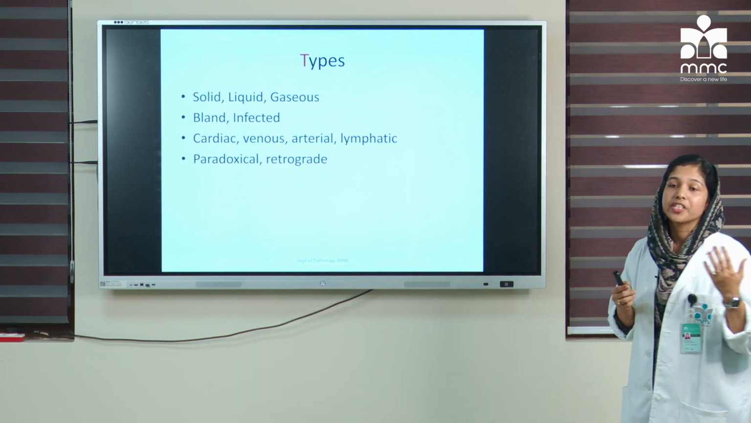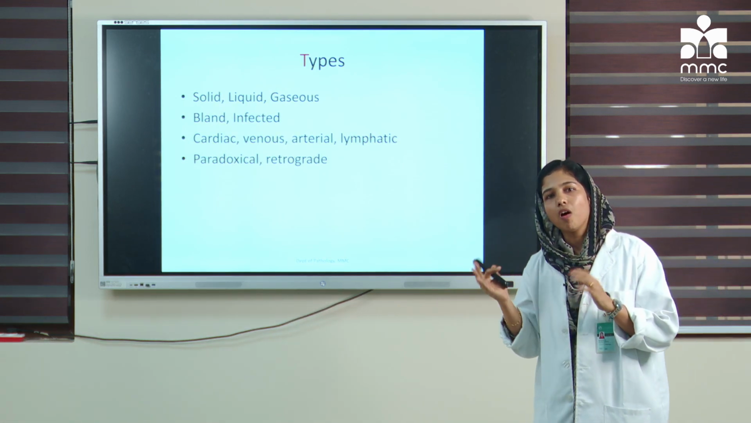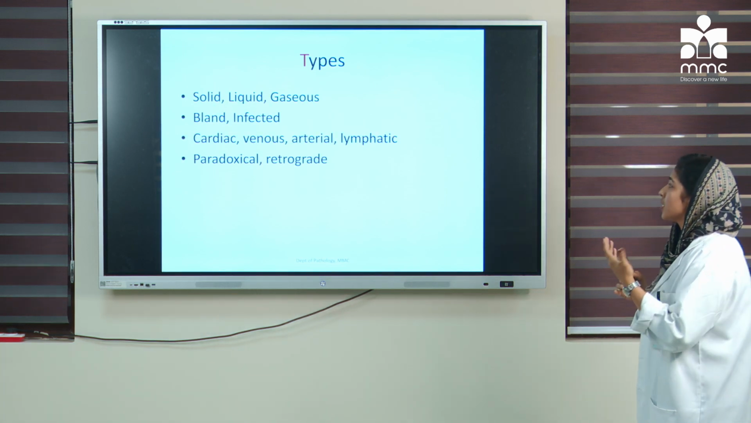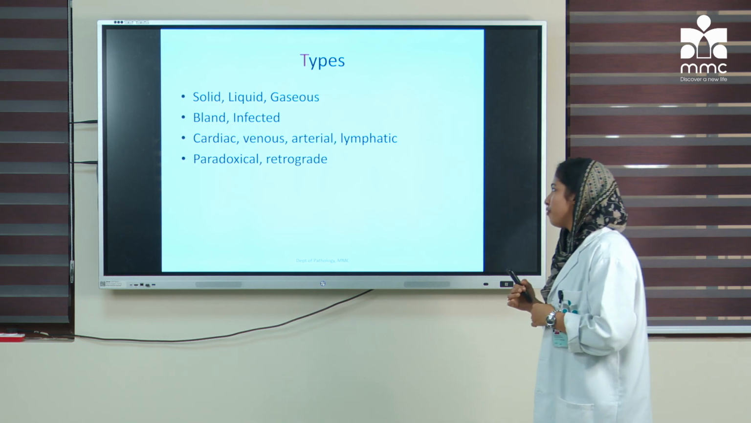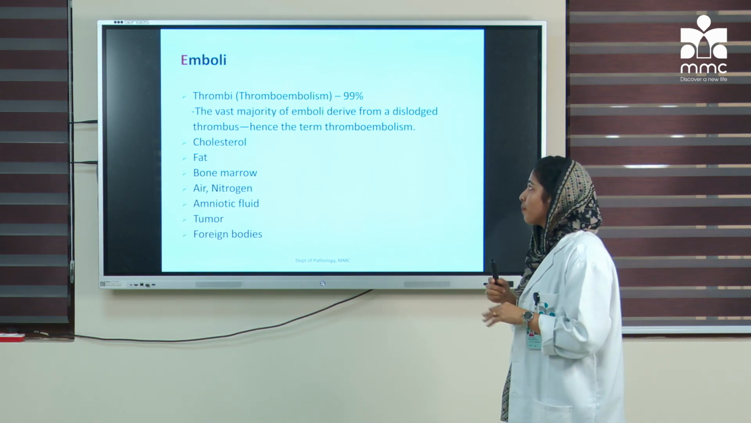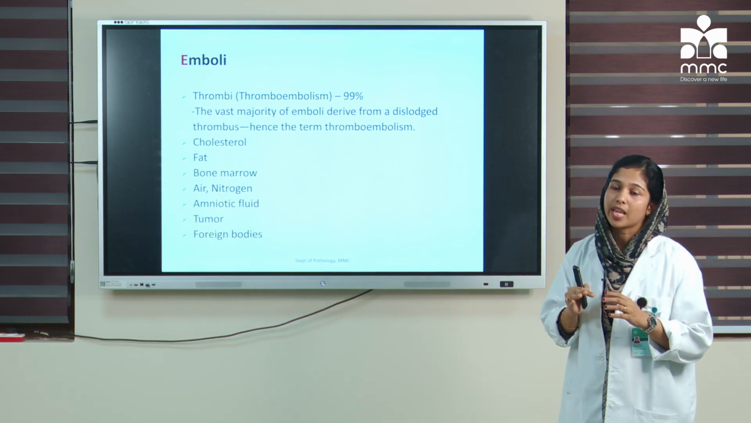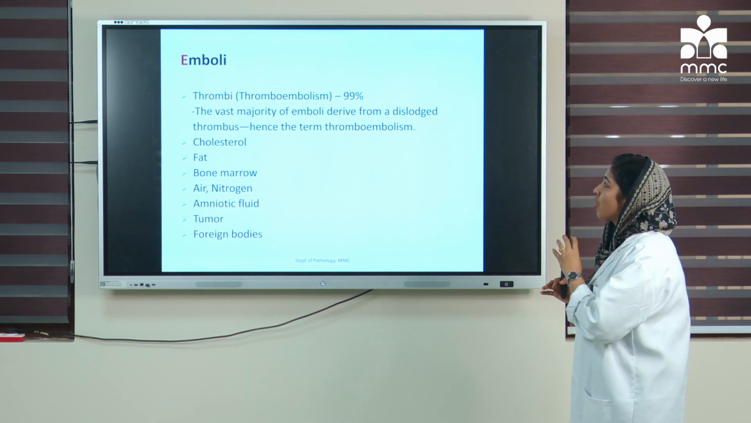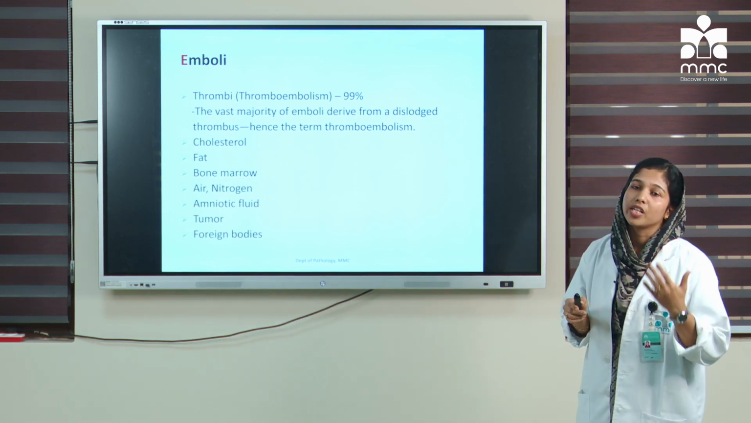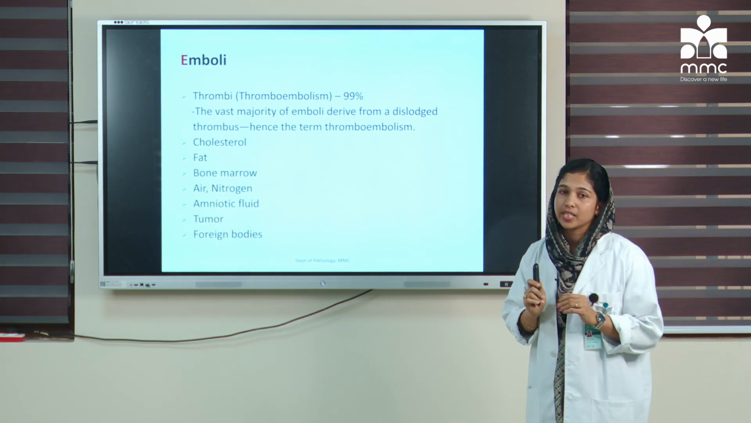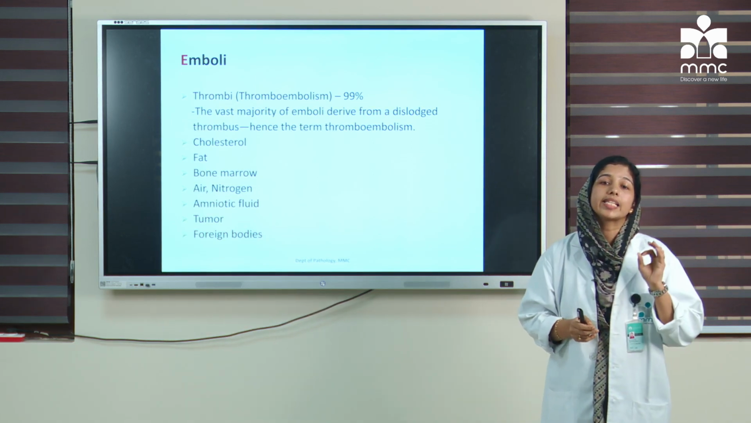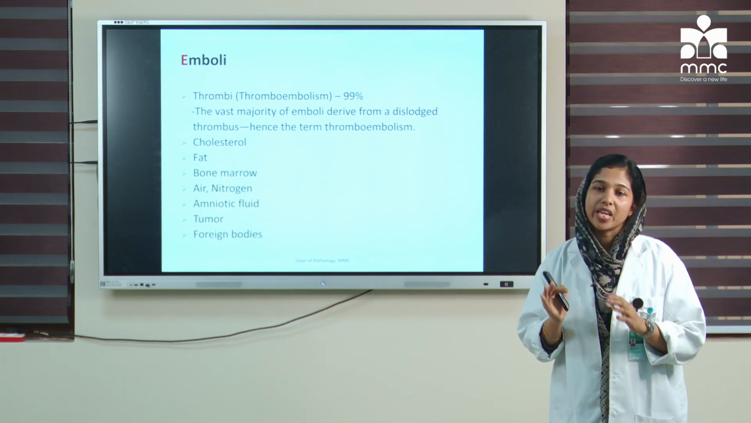Okay. What are the different types? So, as we already said, it can be solid, liquid or gaseous, and with association with infection, it can be bland or infected form, and from the site of origin it can be cardiac, venous, arterial or lymphatic, and also based on its movement it can be paradoxical or retrograde. So, in the majority of the cases, that means in 99% of the cases, the embolus is a detached, that is a dislodged, thrombus. Okay. So, that is why it is known as thromboembolism. Then the other forms of emboli can be cholesterol, fat, bone marrow, air, nitrogen, amniotic fluid, tumor emboli, foreign body. So, these are the different forms of emboli, and in 99% of the cases a thrombus is the major form of emboli.